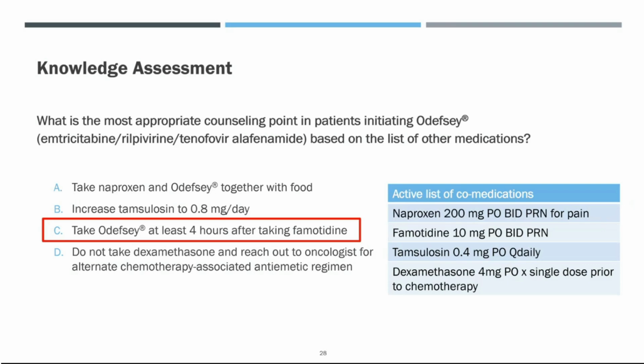But going back to answer choice D, it is incorrect, since the dexamethasone interaction with rilpivirine only applies when it's more than just a single dose.